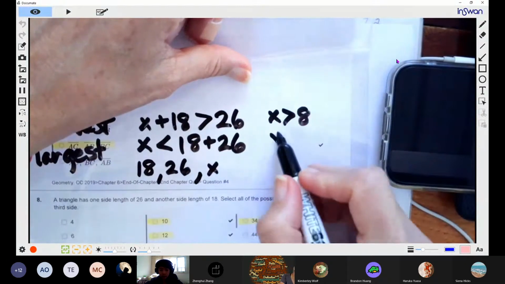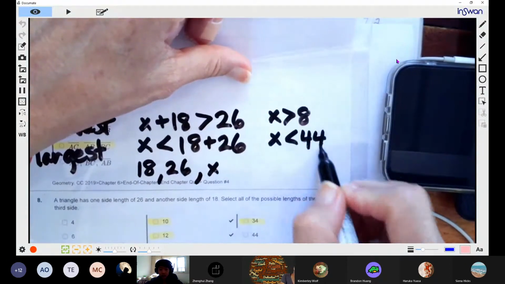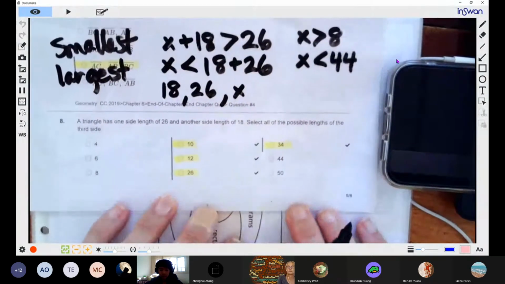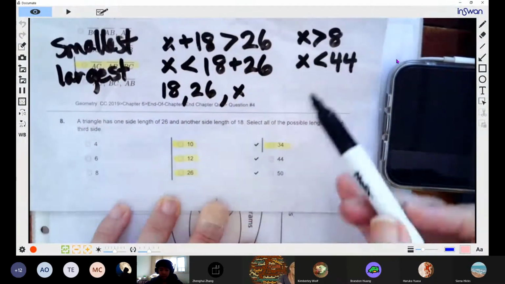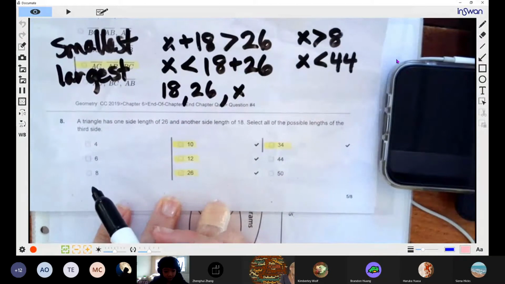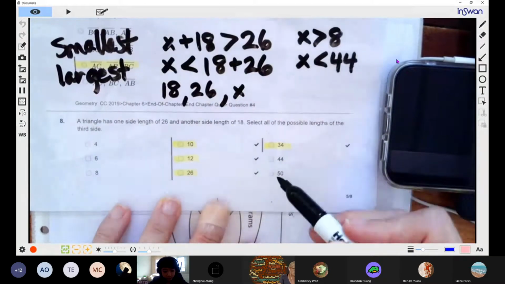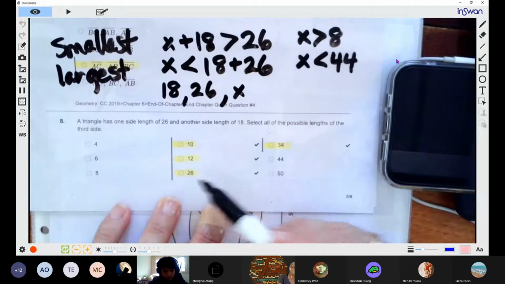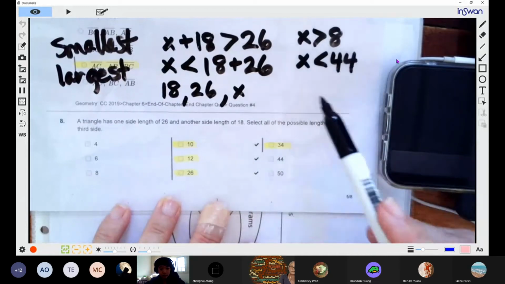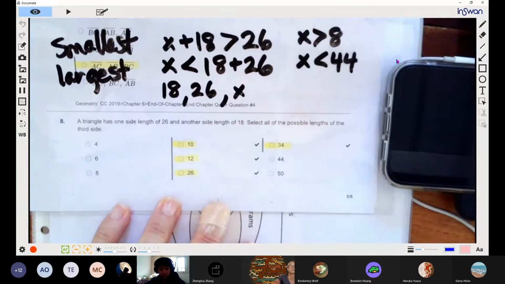And for this one, I get X has to be less than 44. So then you just have to look at these numbers and choose which ones are greater than 8. That's why 8 doesn't count. And less than 44. 44 doesn't count. So 10, 12, 26, and 34 are the problems that are between these parameters.